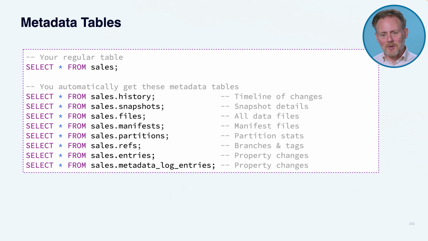Every single Iceberg table comes with these metadata tables that you can query directly. No weird APIs, no admin tools, no ticket to the platform team, just SQL. So you want to see history, data files, partitions, branches, all there, all queryable, just waiting for you, like X-ray vision for your data and metadata.